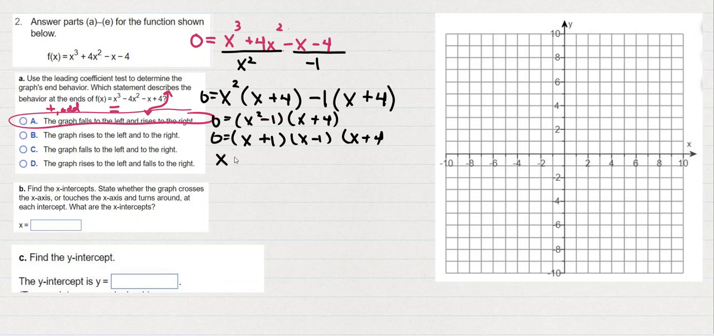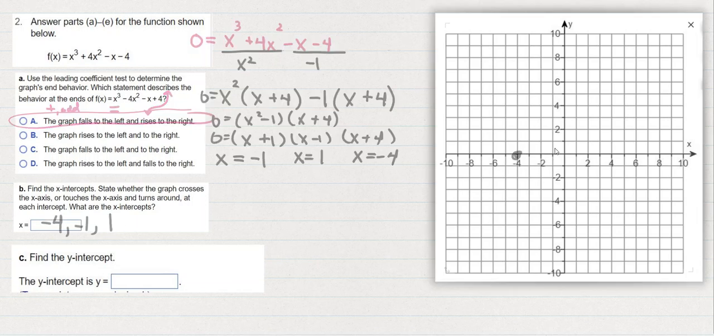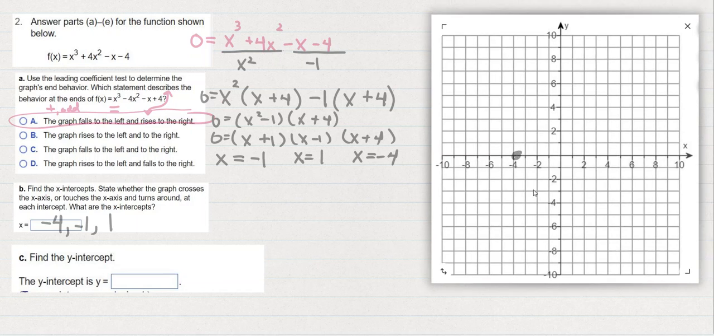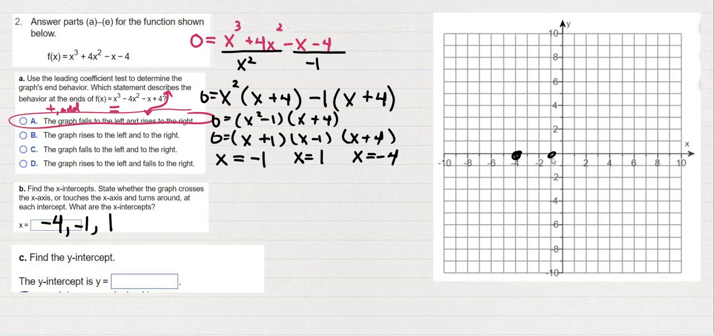then I've got x plus 1 equals 0, so x equals negative 1. X minus 1 is 0, so x equals 1. X plus 4 is 0, so x is negative 4. So our zeros, or our x-intercepts, are negative 4, negative 1, and 1. I could graph these: negative 4, negative 1, and 1. We know that the graph is going to cross the x-axis at those 3 points.